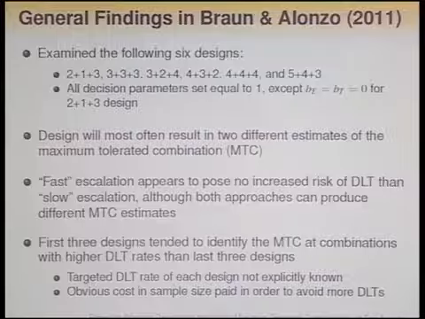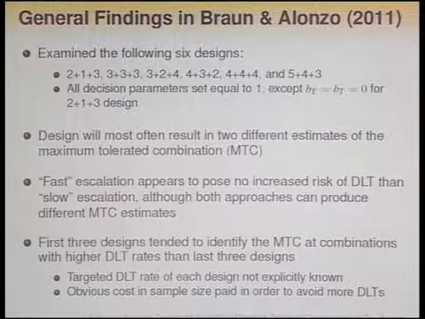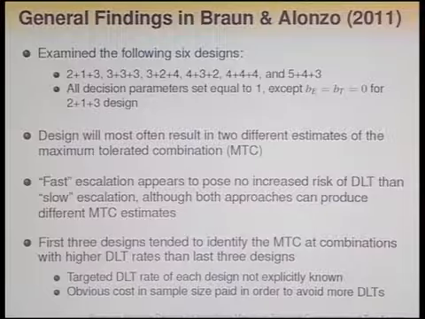What we found again is that the design will almost always come up with two different estimates of the MTC, the maximum tolerated combination, except if it's on the diagonal. If there is a diagonal, and that's an issue we can talk about. And again, this fast escalation doesn't appear to be any more risky than slow escalation, and that's one of the takeaways I come away with from this two-dimensional dose finding: you should escalate as fast as you feel comfortable without skipping too many doses.